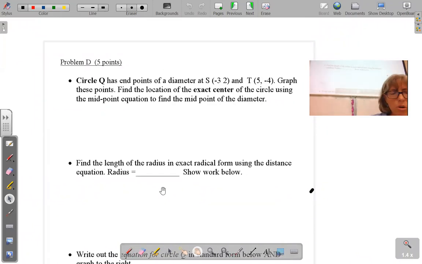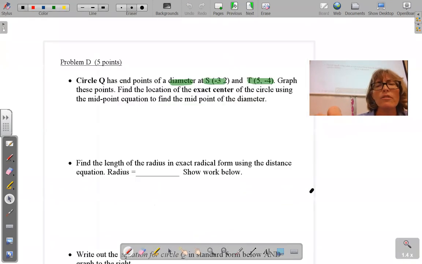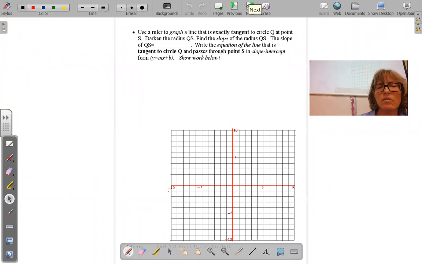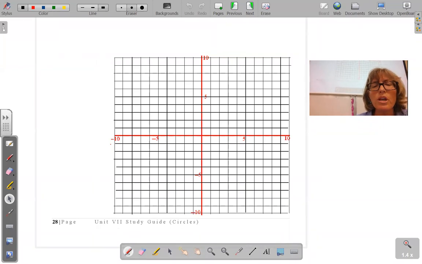Okay, so Abby, what are these points? These points are the diameter. Their diameter. So right off the bat, I'm going to graph it so I don't have to keep going back and forth. Abby, what was the S? -3, 2. Got it. So we're going to go -3, +2, right there. That's going to be S. And what's the other one? For T it's 5, -4. 5, -4 is right here, T.